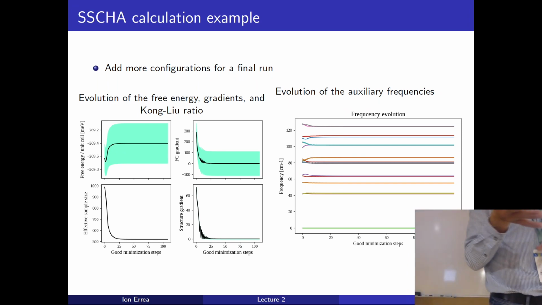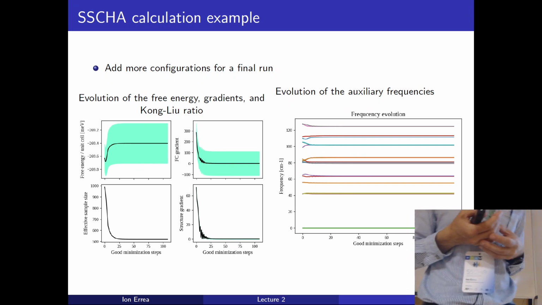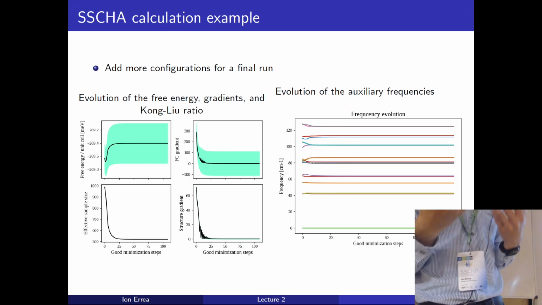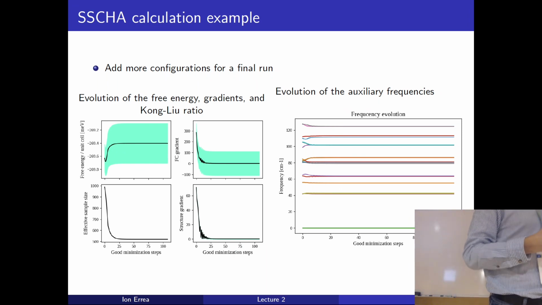Obviously, this is very system dependent. The number of configurations is very system dependent. More symmetries, fewer configurations. This is important: effectively having symmetries is a way of including more configurations. So if you have a system with very few symmetries, it will be tougher, and you will probably need more configurations to reach the minimum. If you have lots of symmetries, you will probably need fewer configurations to reach the minimum.